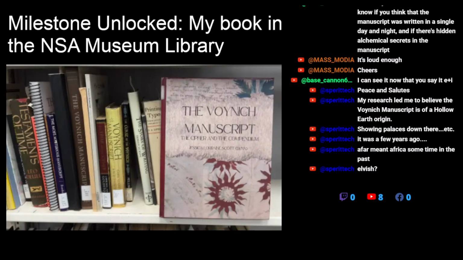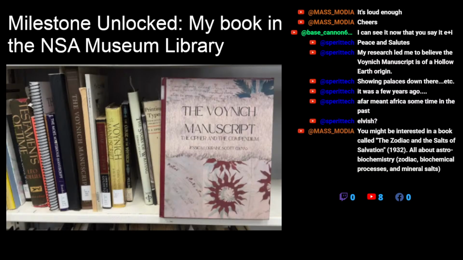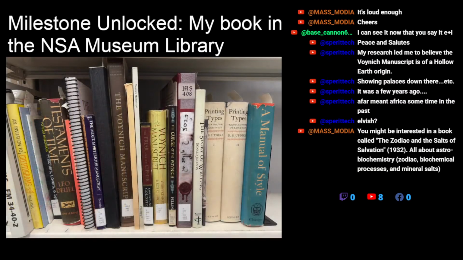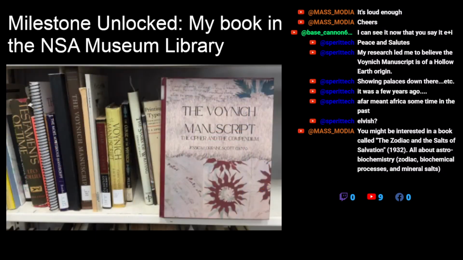Oh, and so this is my book in the NSA's National Cryptologic Museum. Cool. Zodiac and the Salts of Salvation. Ooh, 1932. I'll have to check it out. Thanks. All right, give me just a few moments.